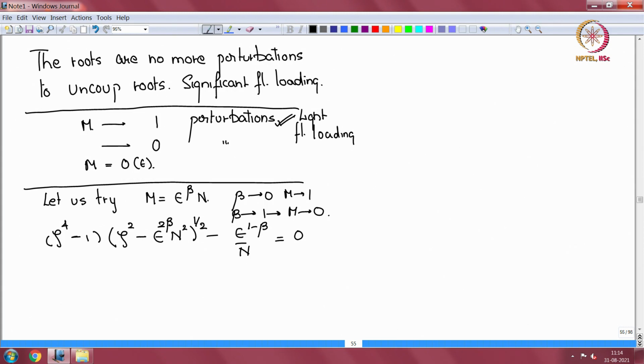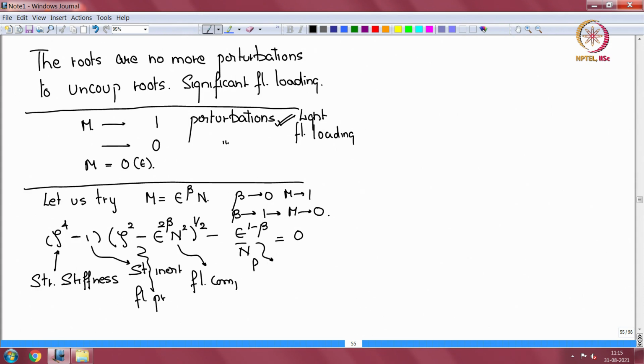If you recall, we had derived the physical significance of each of these terms. This had come from structural stiffness, this had come from structural inertia, this had come from fluid pressure, this from fluid compressibility, and this was denoting fluid inertia.